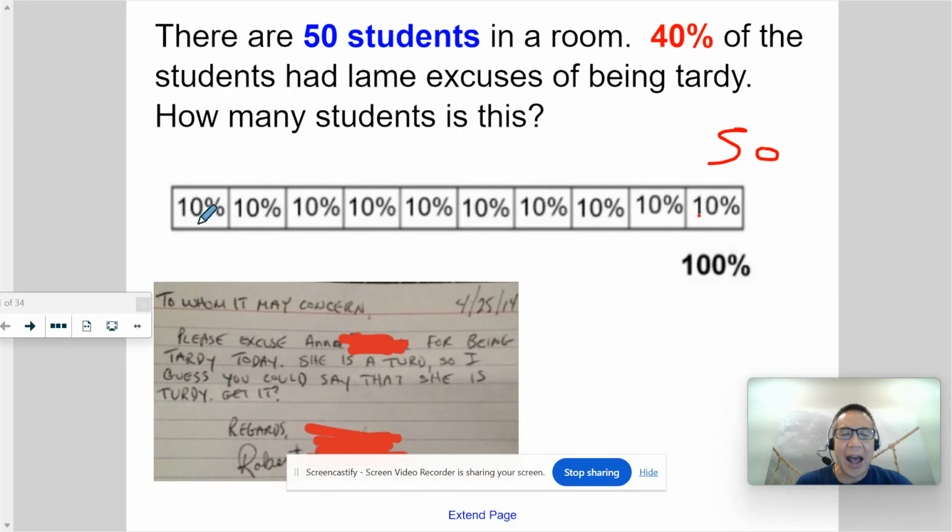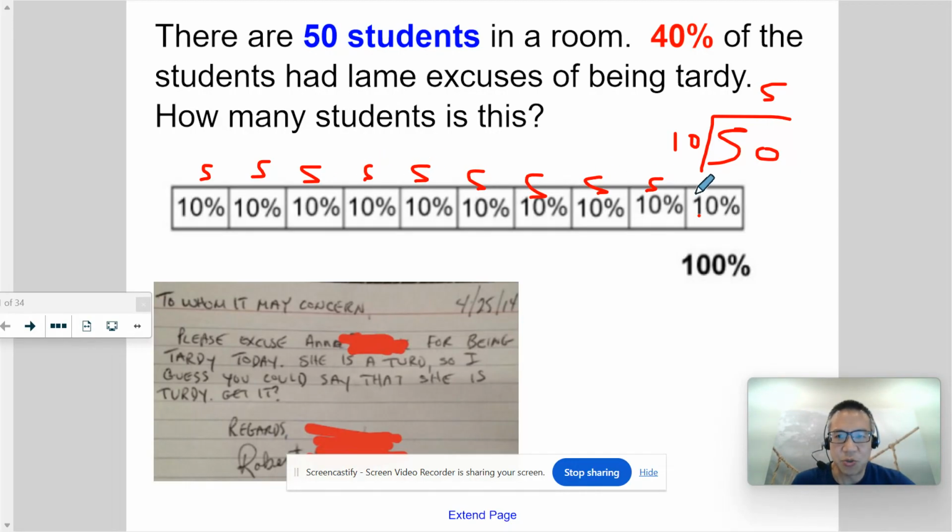So I want to figure out how many students are in each 10% box. So I need to divide the 50 students into how many sections? 10 sections. So how many 10 goes into 50? 5. That means 5 students are in each 10% box.